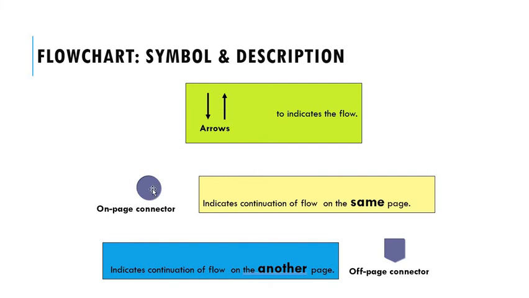And then this one is the on page connector, whereby for example maybe you draw the flowchart but the space is not enough and you want to continue the drawing on the same page, you can use the on page connector. Otherwise you can use the off page connector if you want to continue the drawing on the next or a different page. Different page we call it off page connector. The same page we call it on page connector.